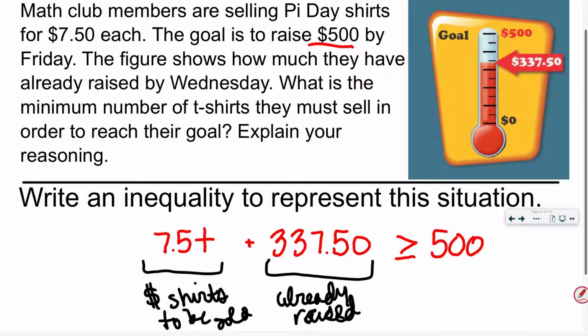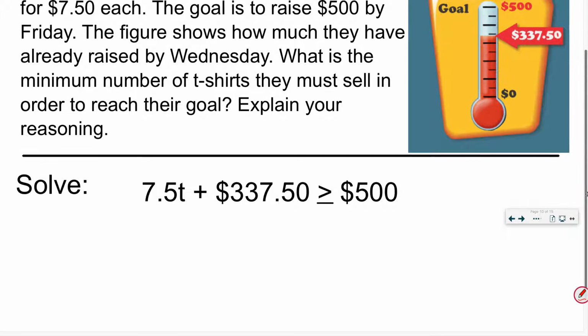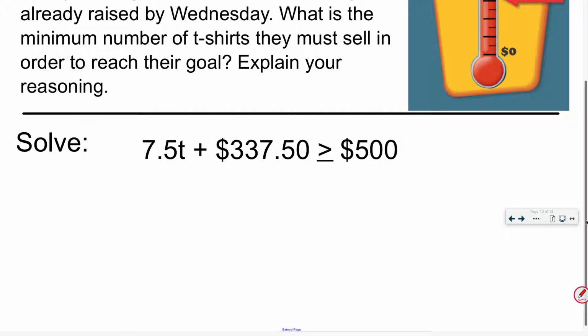So again, see how we put this together. The amount that they're going to earn plus what they already have needs to be greater than or equal to 500. How do we solve this? Now, this is a multi-step inequality because what's happening to t? There's two things happening. What are they? What's the first thing happening to t? We're first multiplying it by 7.5. And then what are we doing with that new number?